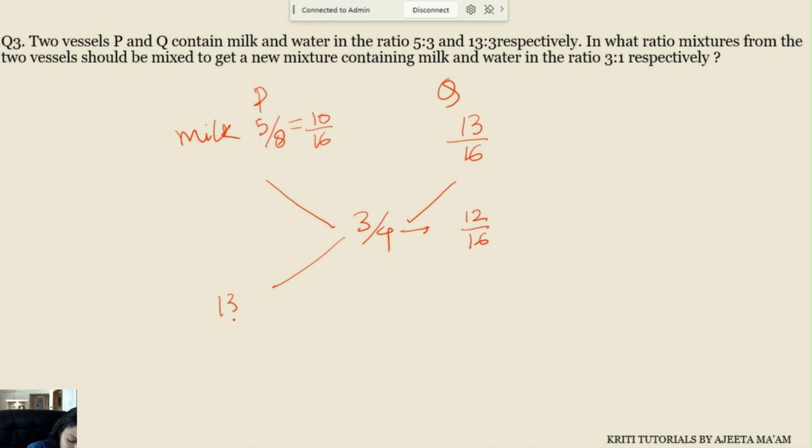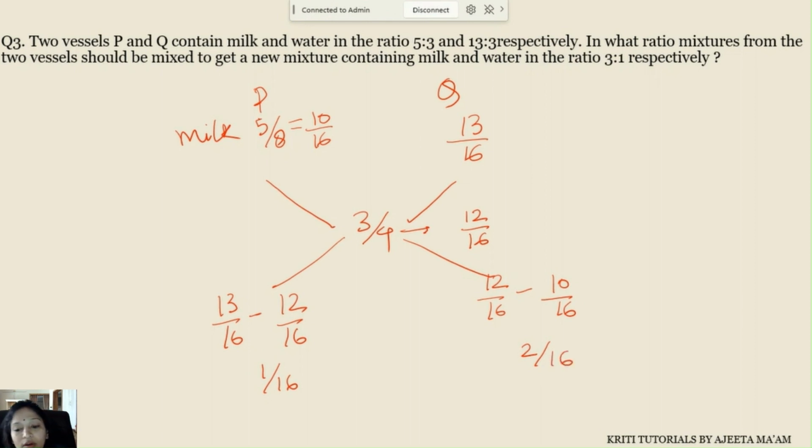Right? So if we subtract now, let's see what we get. Now 13 by 16 minus 12 by 16, right? And what do we get here? 12 by 16 minus 10 by 16. So what will you get? 1 by 16. And here what do you get? 2 by 16. Right? So now what's the ratio? The ratio of the cheaper upon the ratio of the dearer will be what? 1 is to 2, because 16, 16 will get cut.